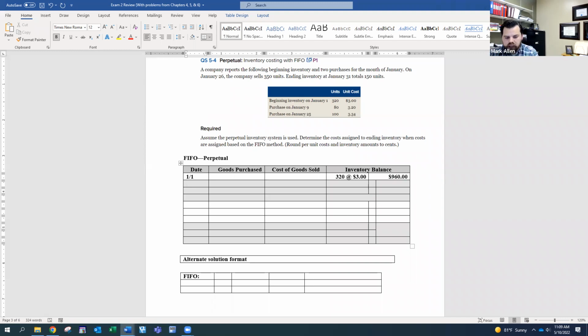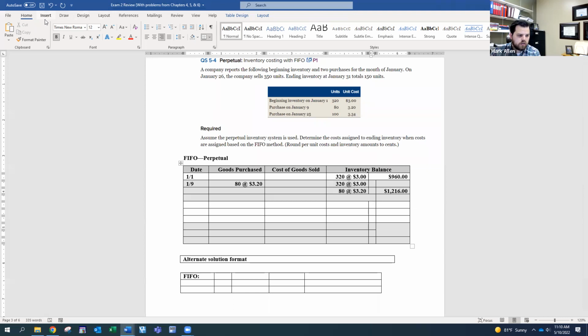Now, the next thing that we had happen is on January the 9th, we actually purchased some more units. We bought 80 units at $3.20. Now, we didn't sell anything, so that gives us an inventory balance at this point comprised of 2 layers, 320 units at $3, that's our beginning, and then 80 units at $3.20. This gives us a grand total of $1,216, and that is the sum of these two.